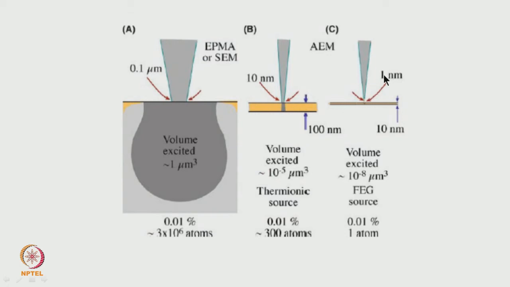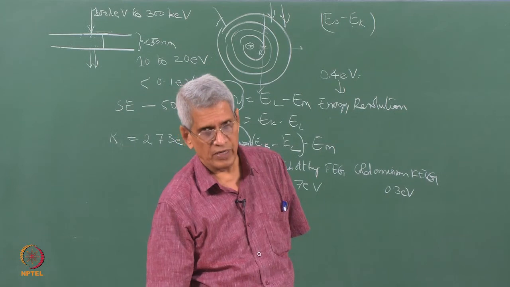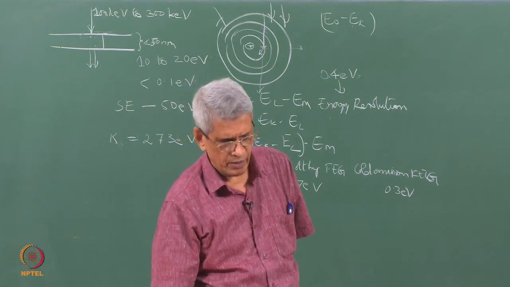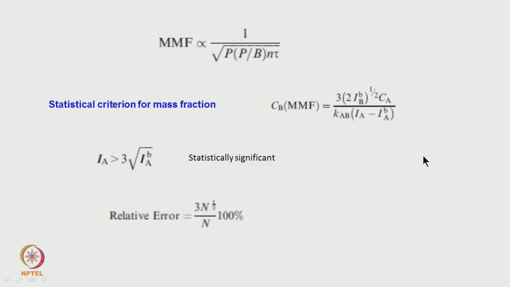If we do this with a probe corrector, where spherical aberration has been corrected, with a field emission gun, we can make the beam size 1 nanometer and the sample thickness 10 nanometer. Then the excited volume is very small, and this percentage corresponds to essentially detecting a single atom. In fact, single atom identification is possible in these microscopes.